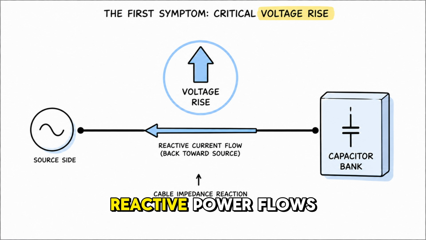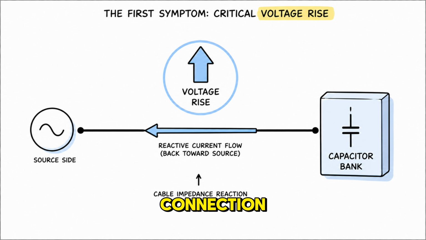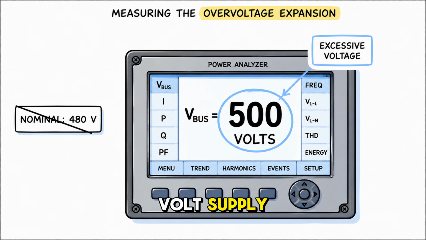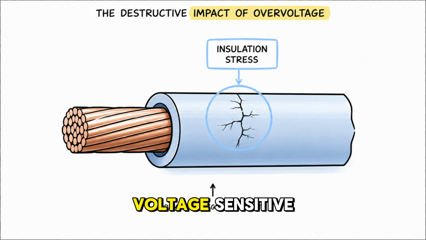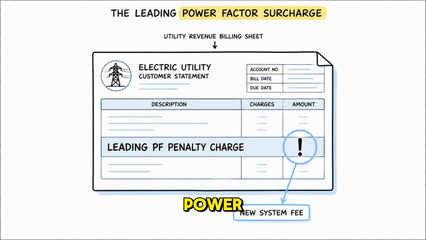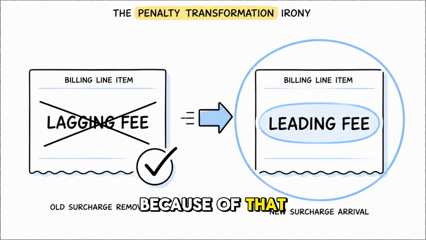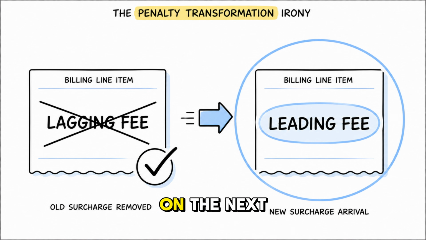When a large capacitive reactive power flows back toward the supply, through the supply cable impedance, it raises the voltage at the point of connection. On a 480-volt supply, an overcorrected capacitor bank can push the local bus voltage up to 490 or 500 volts. And this overvoltage stresses motor insulation, shortens motor life, and can damage voltage-sensitive equipment connected to the same bus. The second problem is that some utilities charge penalties for leading power factors just as they do for lagging power factors below their threshold. Because of that, an engineer who installs too large a capacitor bank to aggressively eliminate a lagging power factor penalty may simply find a leading power factor penalty appearing on the next bill instead.